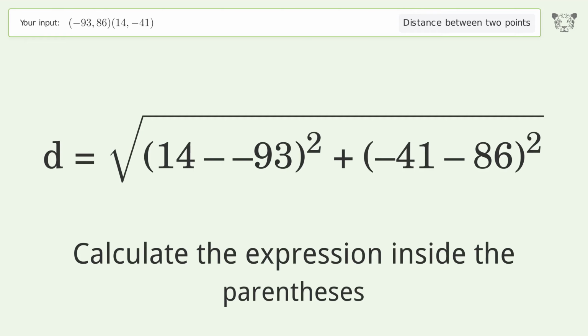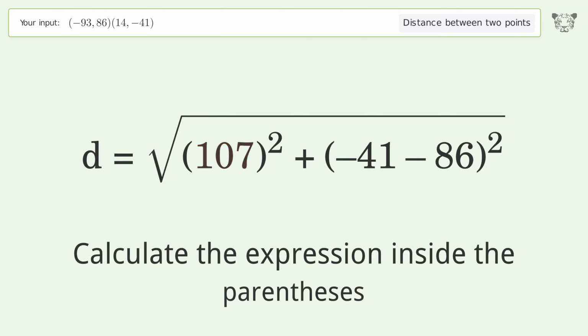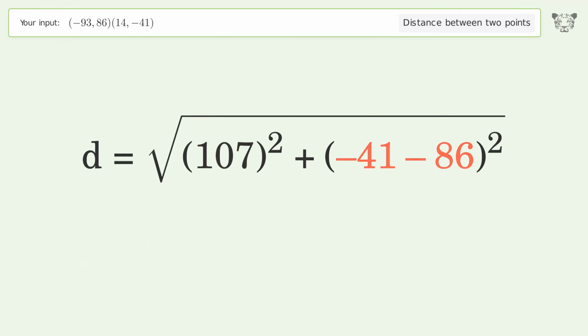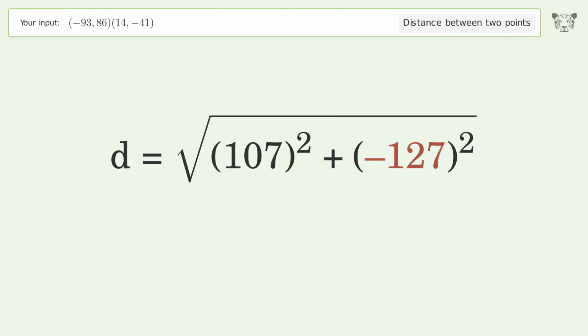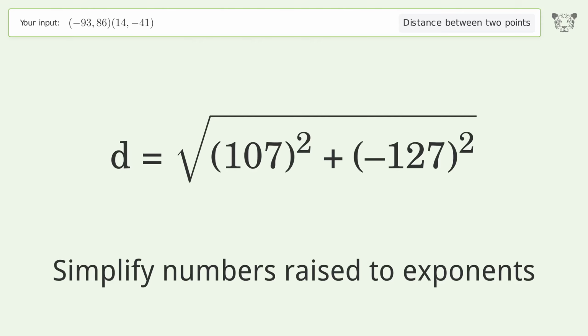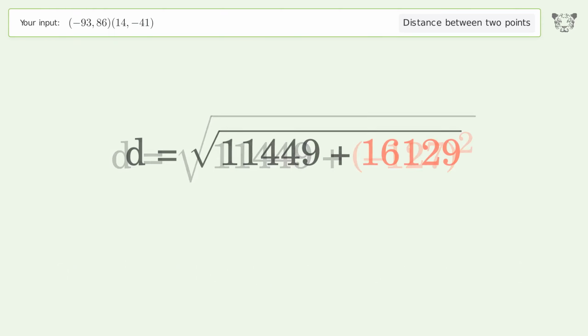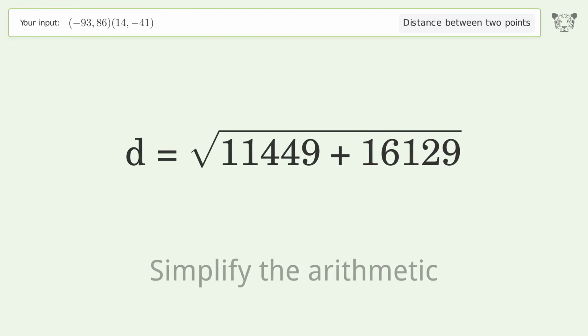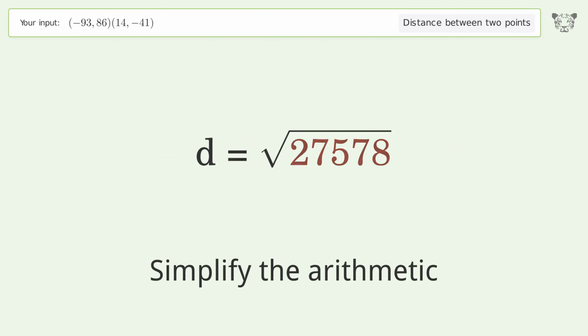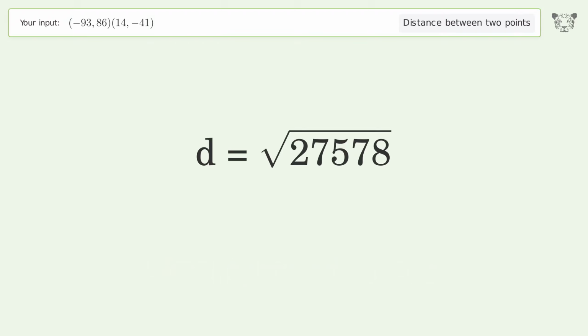Calculate the expression inside the parentheses. Simplify numbers raised to exponents. Simplify the arithmetic. And so the distance between the 2 points is the square root of 27,578, or 166.066.